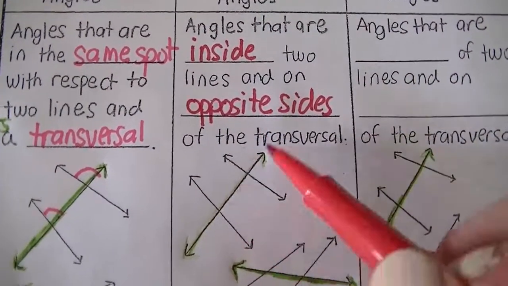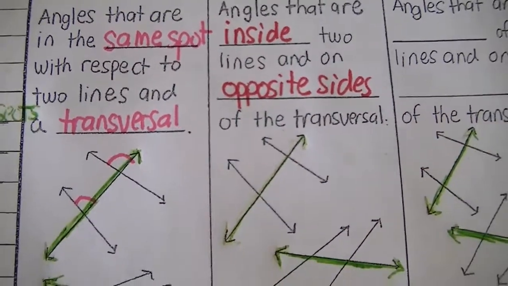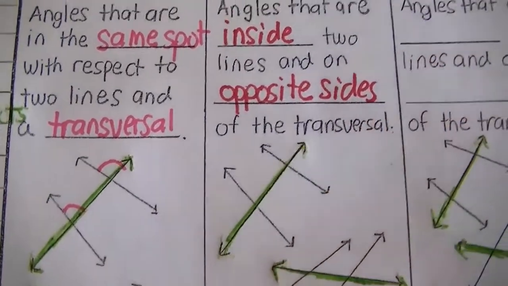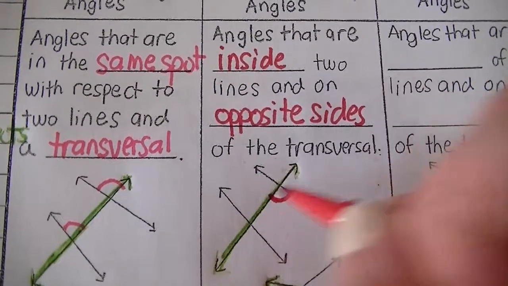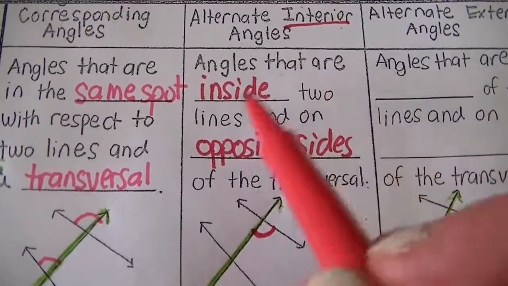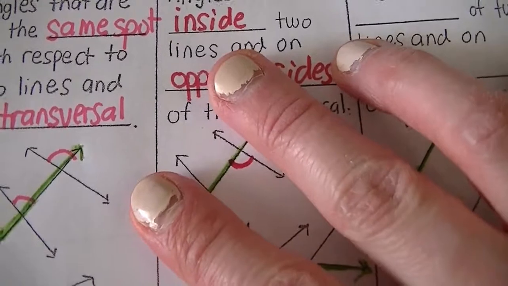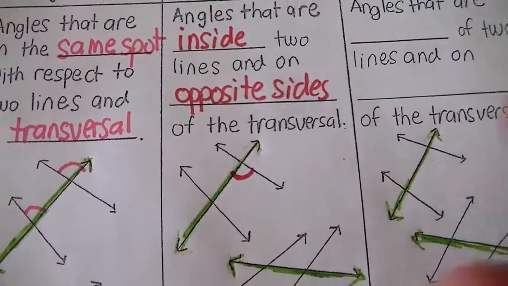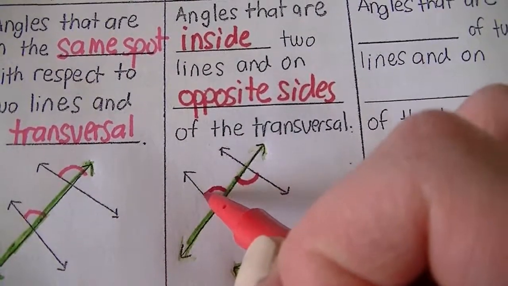pictorially. So right here we have a line and another line, and they're cut by a transversal, because transversals cut two or more lines. You know, they intersect them. So right there's our transversal. And let's say I'm talking about this angle right here, okay? And I want to find its alternate interior angle. Well, look, they're inside two lines. So here's a line, here's a line. So they're going to be inside of them, in between those two lines, but on opposite sides of the transversal. So inside and then on opposite sides.